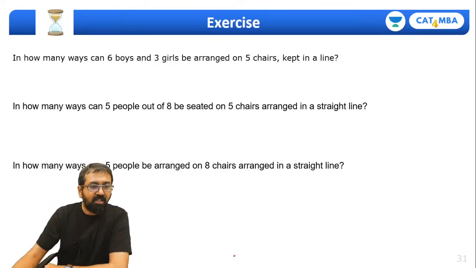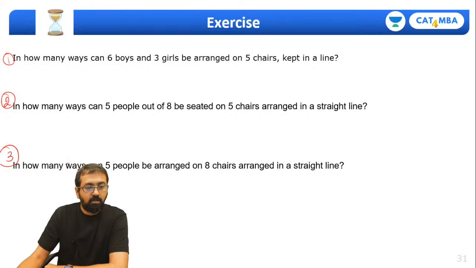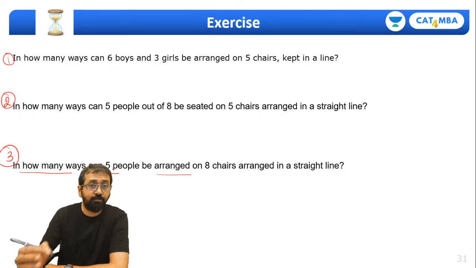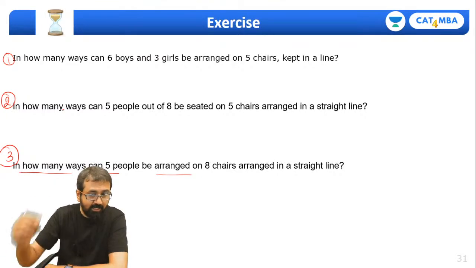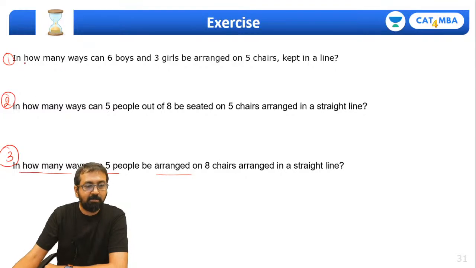Great. And then start solving these questions. Question number 1, 2 and 3. Third question, in how many ways can 5 people be arranged on 8 chairs? In case you are not able to see that because of my head. Fine, but please try to answer this first question. In how many ways can 6 boys and 3 girls be arranged on 5 chairs? So we need to arrange a total of 9 people on 5 chairs. Can I say it's 9P5?